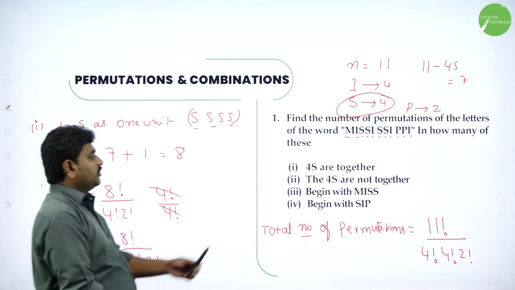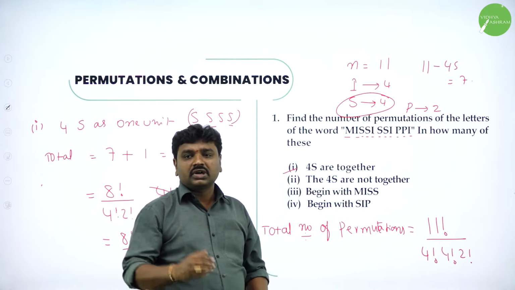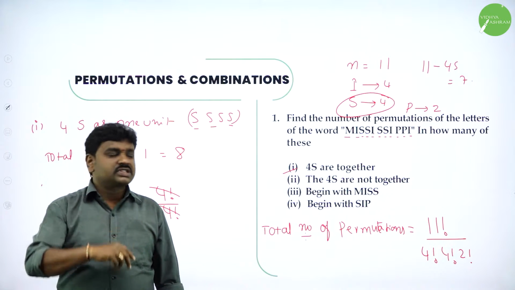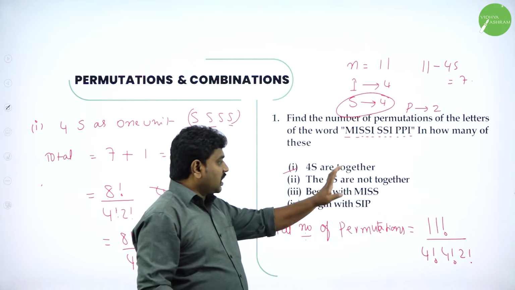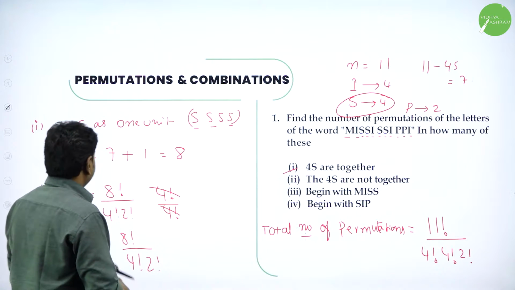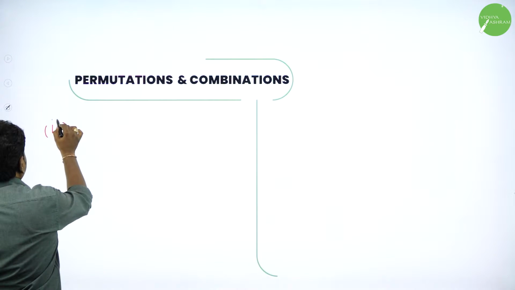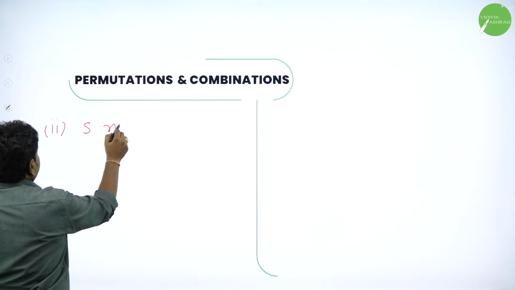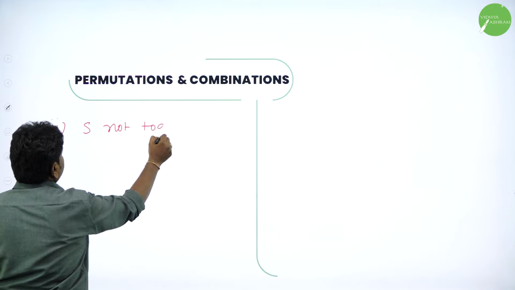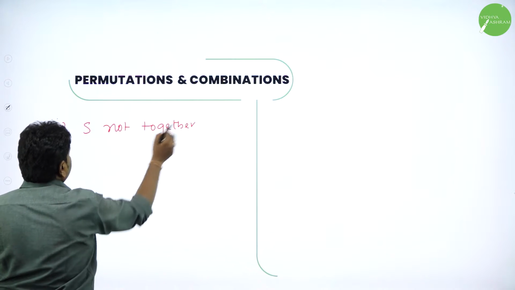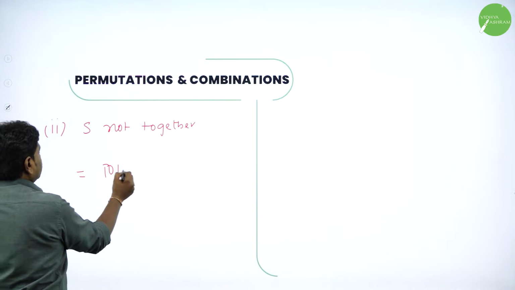So now I am done with the first case, that is S's together. Now we'll go to the second part, that is S's not together. Very interesting. S's not together. Not together is simple. Total minus together.